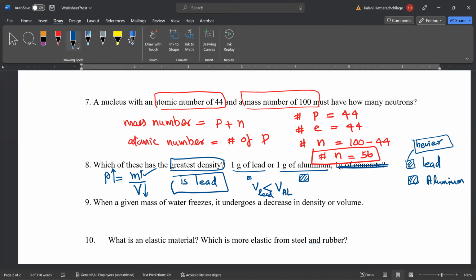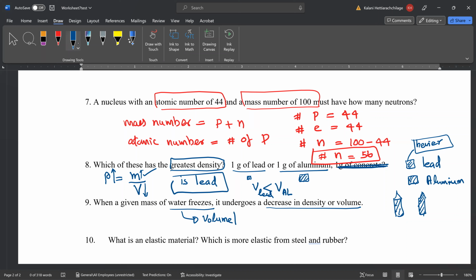Okay, let's move into the next one. When a given mass of water freezes, it undergoes a decrease in volume or density, right? So you probably observe that in real life. When you have a water bottle, you do not fill it up, but you fill it to somewhere and put it into the freezer. After it freezes, what you're going to see is the bottle stays the same size, but the water volume is increased, right? So now when water freezes, what happens is volume increases.